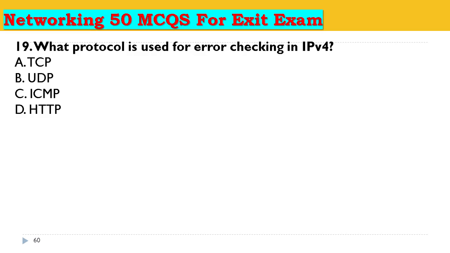19. What protocol is used for error checking in IP version 4? A. TCP, B. UDP, C. ICMP, D. HTTP. The protocol that is used for error checking in IP version 4 is ICMP, which stands for Internet Control Message Protocol. The correct answer is C.